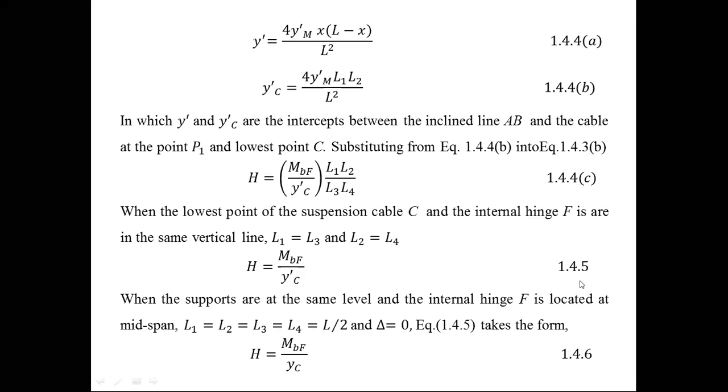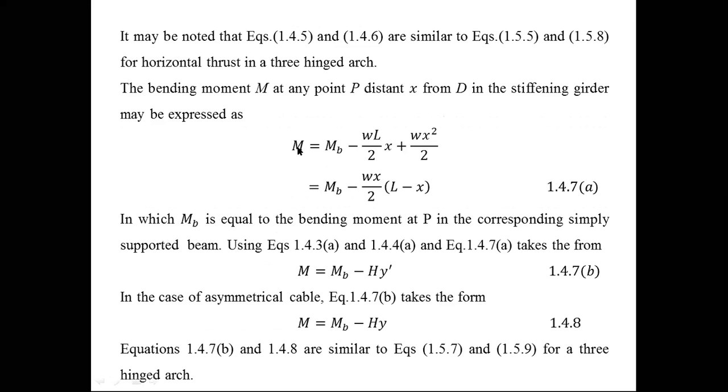Let us understand. Now come to the bending moment. The bending moment M at any point P at a distance X from D, for the stiffening girder, may be written as MB minus WL by 2 into X plus WX square by 2.